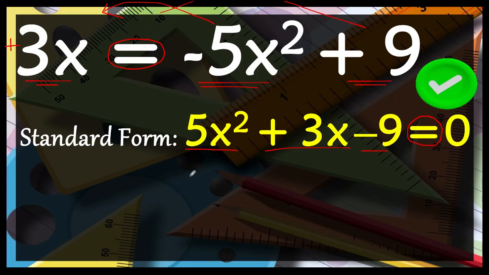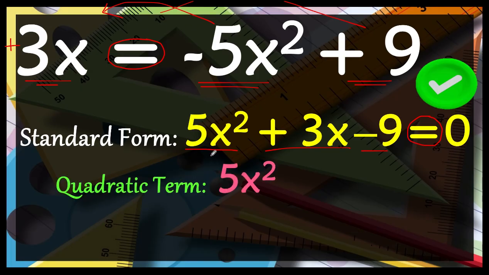Okay, so let's identify. Una, the quadratic term. O madali lang yung quadratic term. Yung merong exponent na 2, that is the quadratic term. So that is 5x squared.